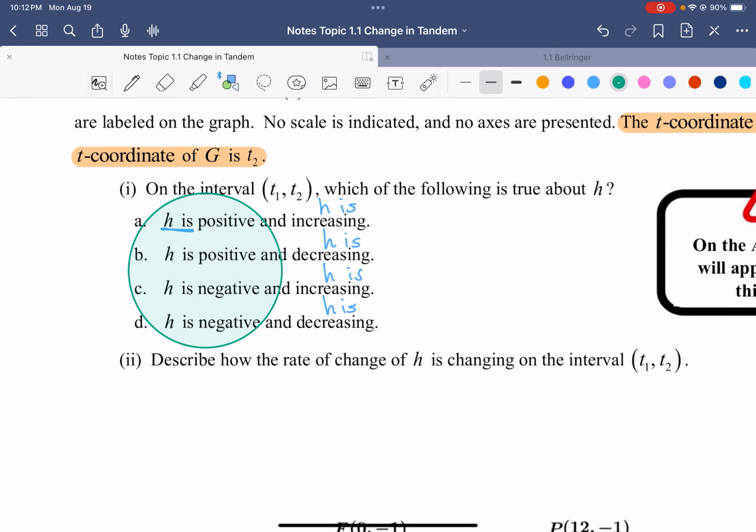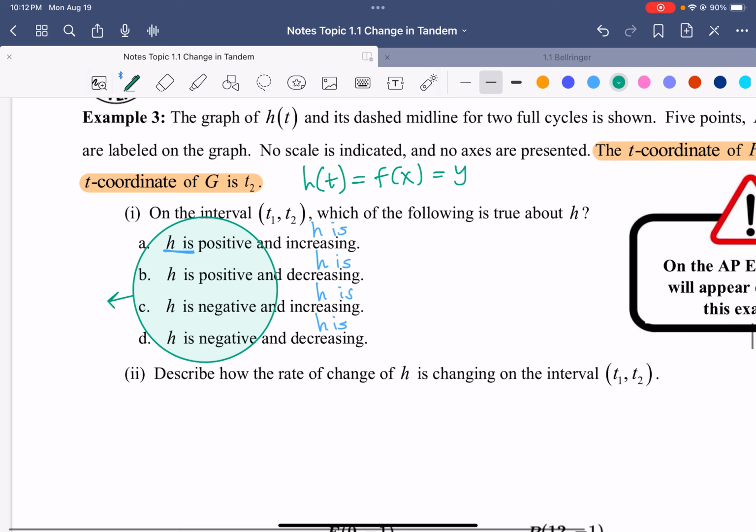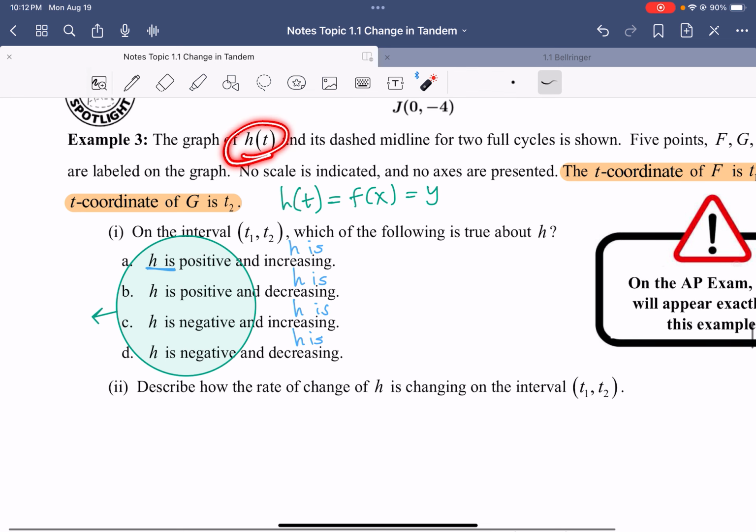Okay, so now I'm going to dissect these answer choices. I can see that the first part of this is simply asking me if H is positive or negative. So remember that f of x is the same thing as y, right? Now f of x is any random letter. Usually it's f, but they could also say g, or they can also say h of x. In here, it's actually h of t because that's what they told us, the graph of h of t.